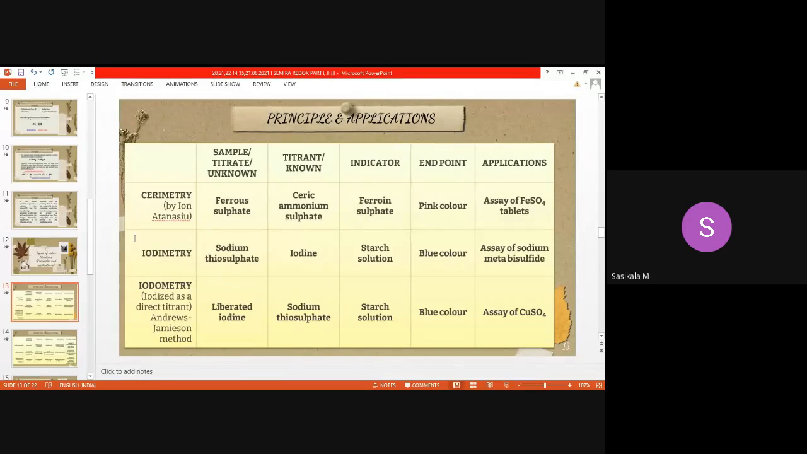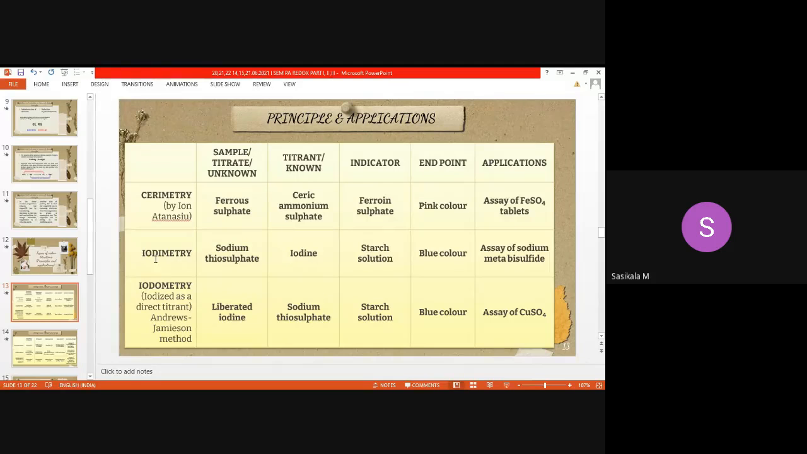Now iodimetry. The unknown sample analyzed will be sodium thiosulfate. Sodium thiosulfate is a reducing agent, and the titrant will be iodine of known concentration. So the iodine solution will be taken directly in the burette. So it is a direct titration method, where the reducing agent is directly titrated with the oxidizing agent. Related to sodium thiosulfate, among sulfites you can find sodium metabisulfite. Sulfites can be analyzed by using the direct iodimetric method. Direct titration with iodine.